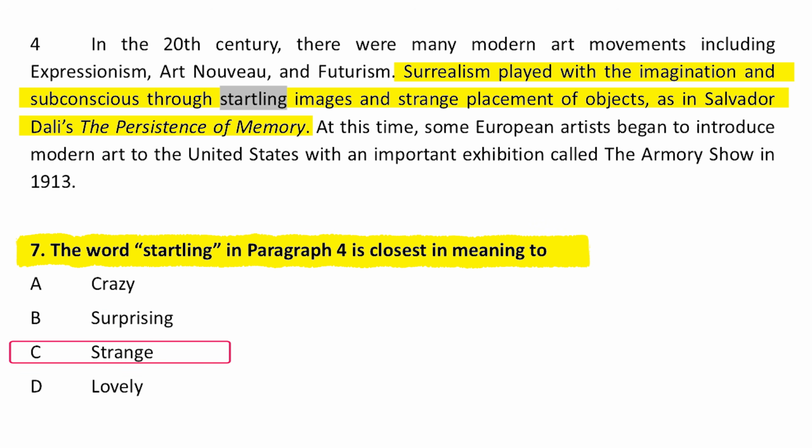C, strange. This is actually already used in the sentence. It says strange placement of objects. So if the author had meant strange, they wouldn't need to say startling too. That tells us startling must mean something different from strange. So C isn't quite right.